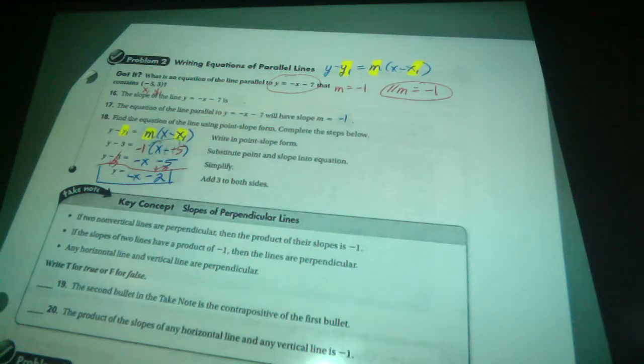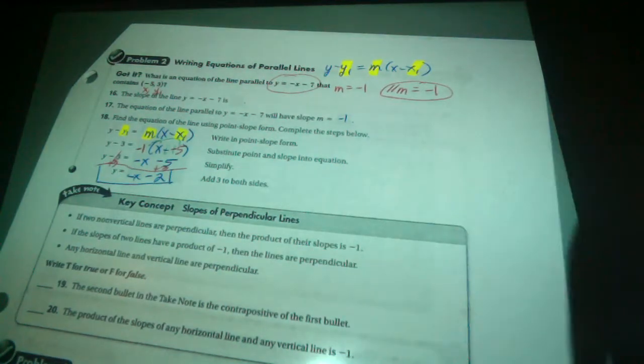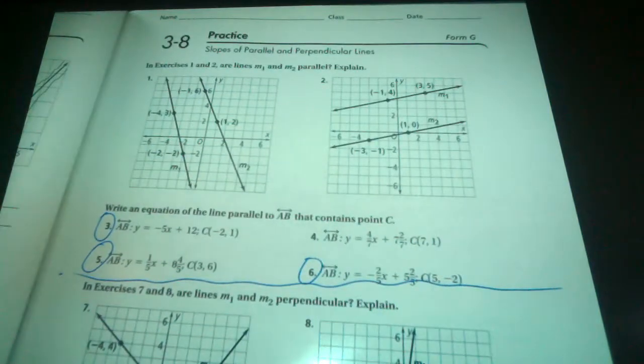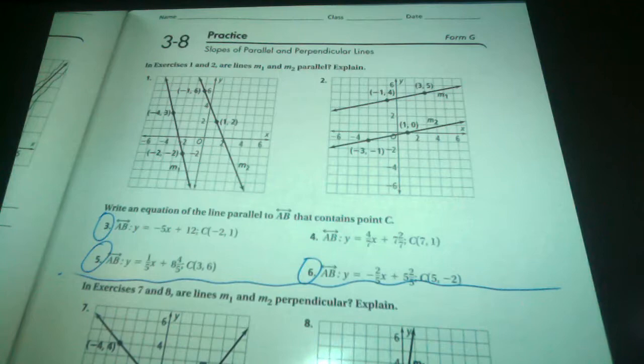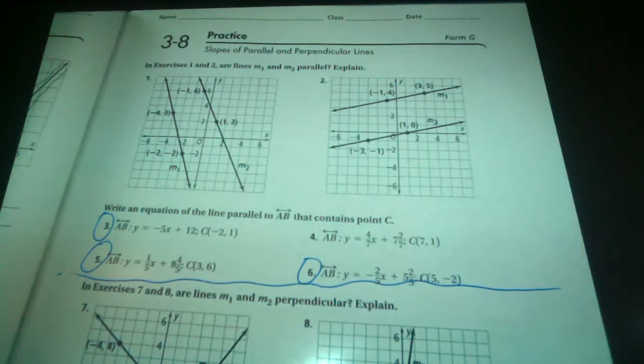Any questions on that? All right, so take out your workbook. Let's look at page 87 in your workbook. You might need some additional paper for this. If you write really small, you might be able to fit it in here.